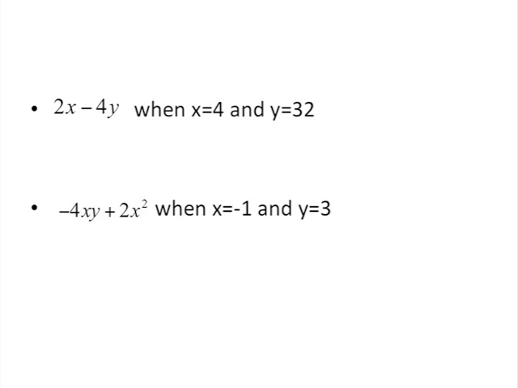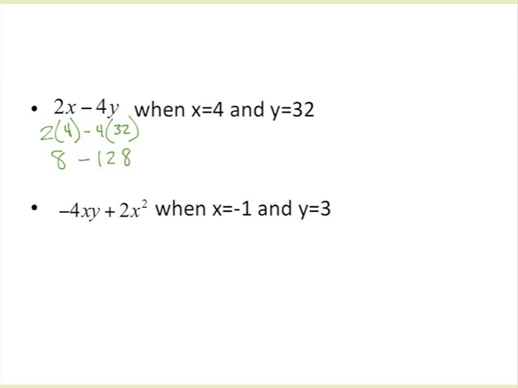Evaluating when we're given certain variable values, we want to plug in what those variables are. It is important to plug them in parentheses. Sometimes it makes a difference, sometimes it doesn't, but it's better to be safe than sorry. So I'm going to plug in a 4 for x, and I'm going to plug in a 32 for y, and then evaluate using our order of operations. So I get 8 minus 128. Which gives me -120.